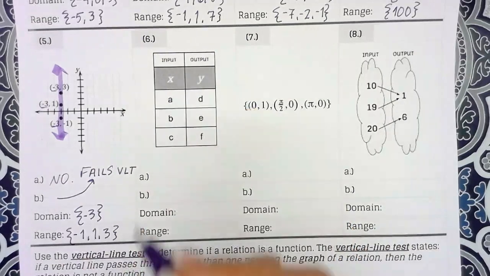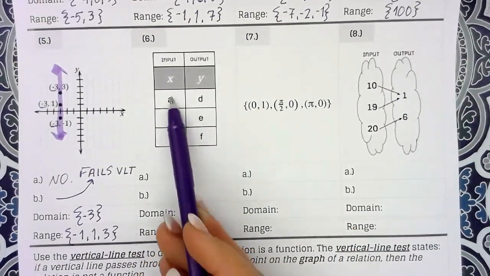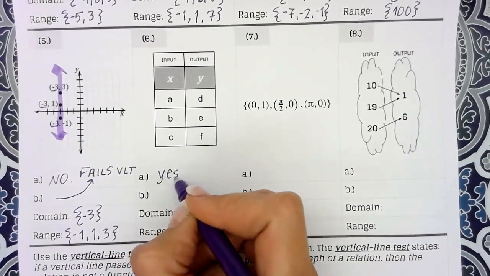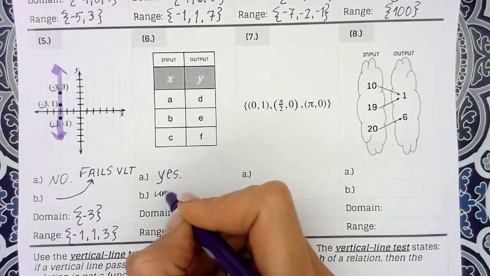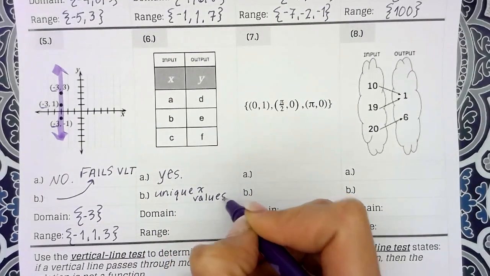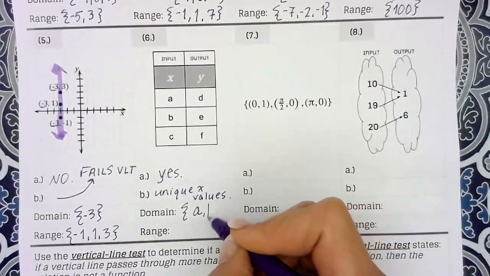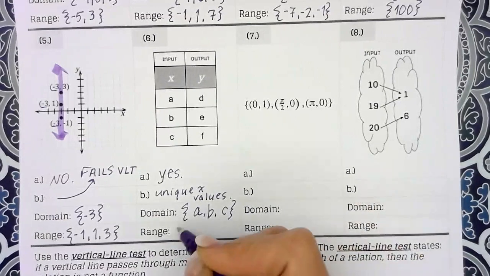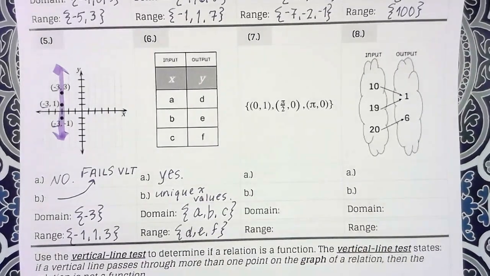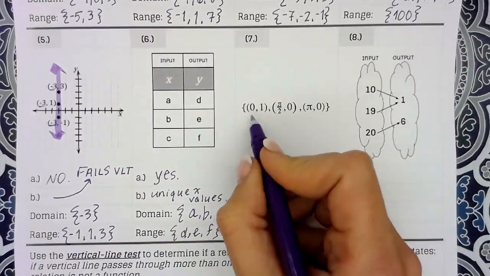Here, it doesn't look like any x repeats itself. I know we don't know what a, b, and c are, but when we use letters, we're usually representing distinct constants. So from what I can tell, I'm going to say yes, okay? Unique x values or unique input values, whatever you want to call them. Domain, unique means original, right? And then A, B, C. And then range is D, E, F. I know you don't really know the smallest or the biggest, but we default to alphabetical order in a situation like this.